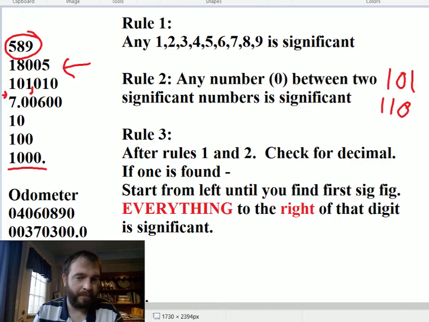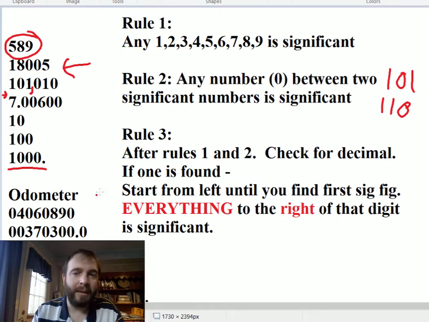Everything's significant. Okay, now sometimes you see numbers like in an odometer. An odometer is, of course, measuring the mileage of the car. So if we have a car here that's got 4 million, I love how many miles that is, 4,060,890 miles that's on the odometer.